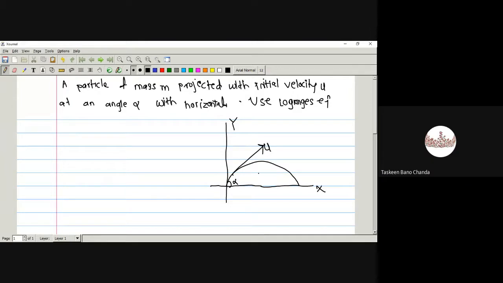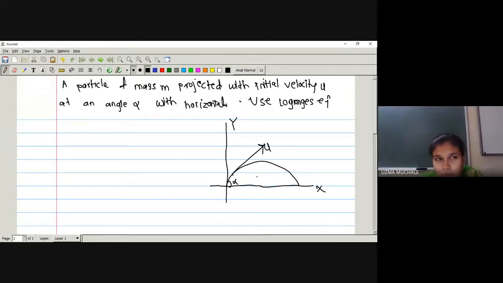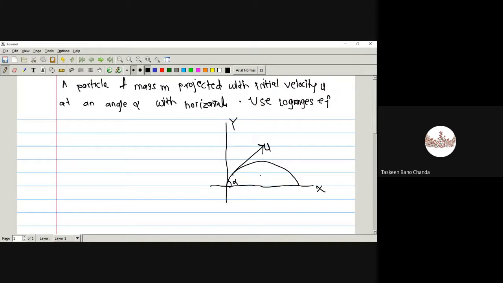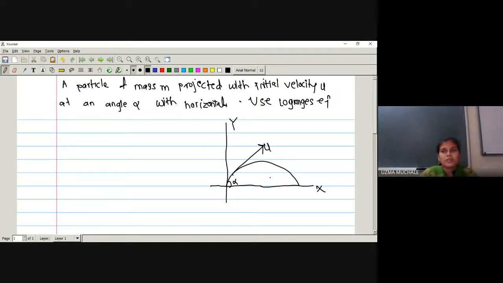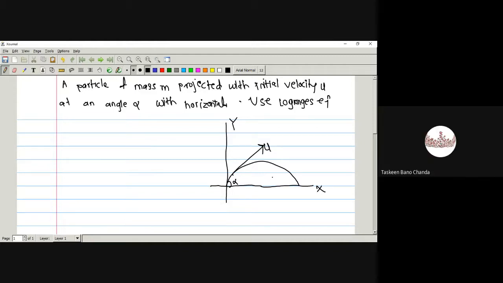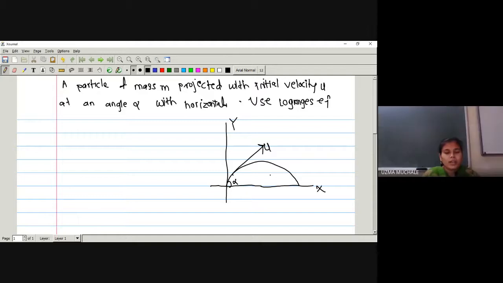Okay, u i cap plus u j cap. Unit vector in x and y direction, ma'am. Okay, I think you are saying about i, j, k.